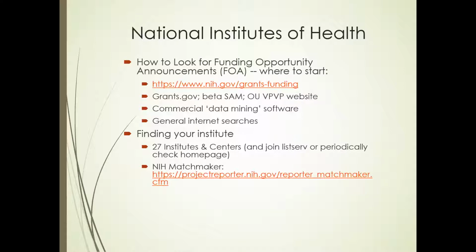So when you start looking for funding announcements for NIH, you can go to this link that's on here for the grants-funding. You can also look in grants.gov, Beta SAM, and on the OU VPRP website. There are some commercial data mining software like Pivot that has access to their postings too. And many times you can just do a general internet search on NIH funding and maybe type in a keyword for the area that you're interested in to find out different solicitations that might be available.